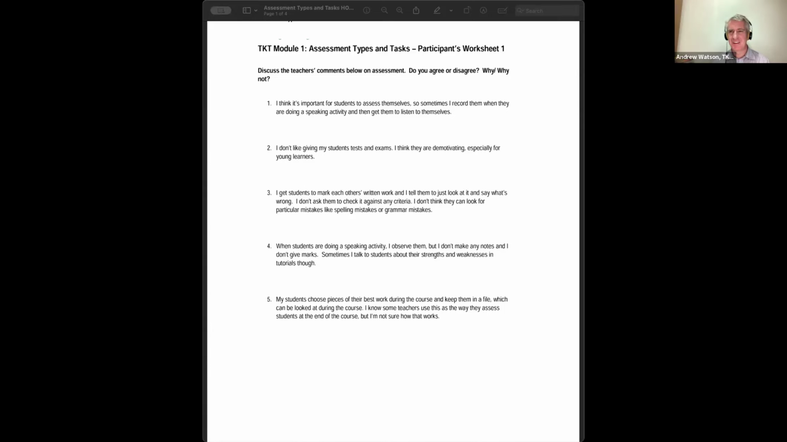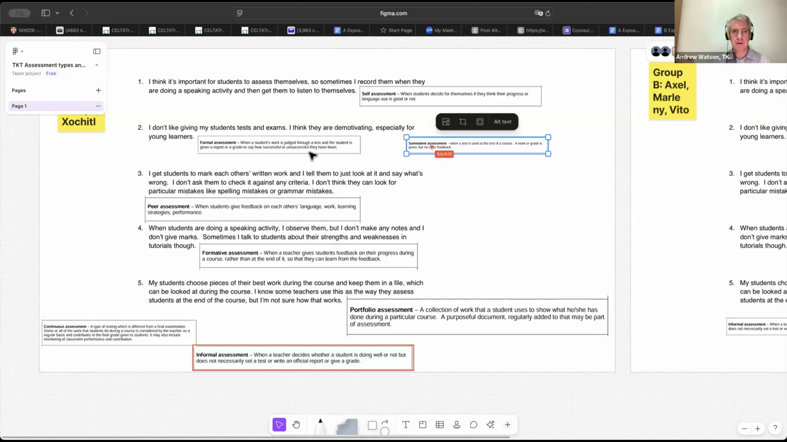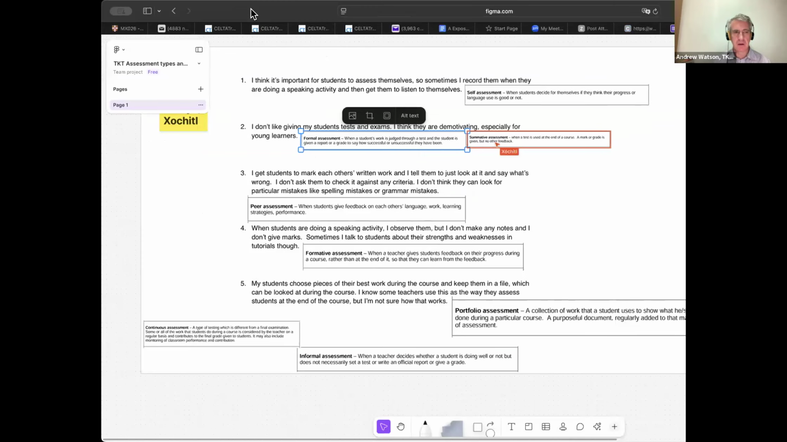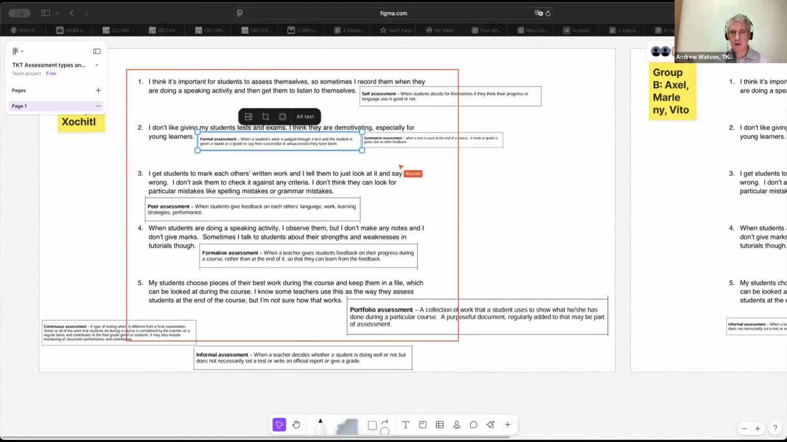Sorry. It's also known as summative assessment. So, yeah, number 2 is formal and it's summative. When it's used at the end of a course, a mark or a grade is given, right? Right. That's formal and summative. Number 3, getting students to mark each other's work. Yeah, that would be peer. Did everyone get that? Yes.